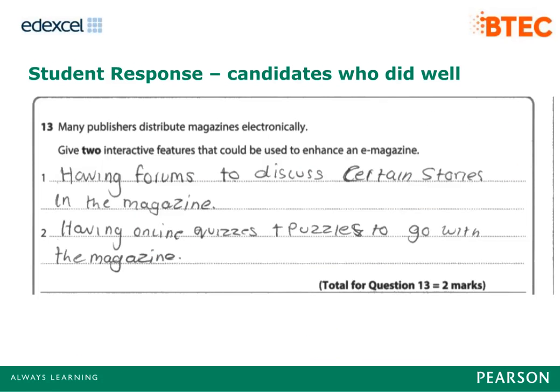In this question, learners were given a scenario and then asked to give ideas that the e-magazine publishers could use to create interactive features for their product. In this example, the learner has given 2 good examples of typical interactive features that could be incorporated into an e-magazine. Online quizzes and forums for readers to interact. This learner would have received the full 2 marks for this answer.